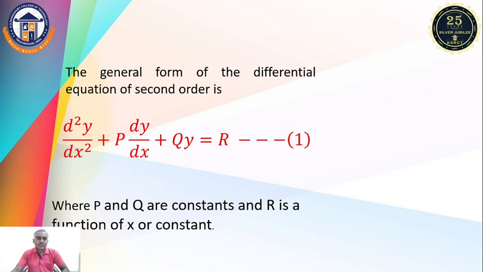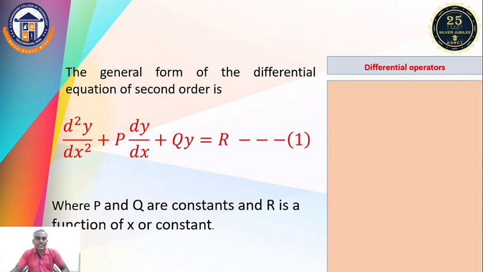Next we see the operator of a differential. What is its operator? Differential operators. Here we define capital D. The symbol capital D stands for the operation of differentiation. Here differentiation means d by dx, that is the differential operator, and we represent that differential operator as capital D.